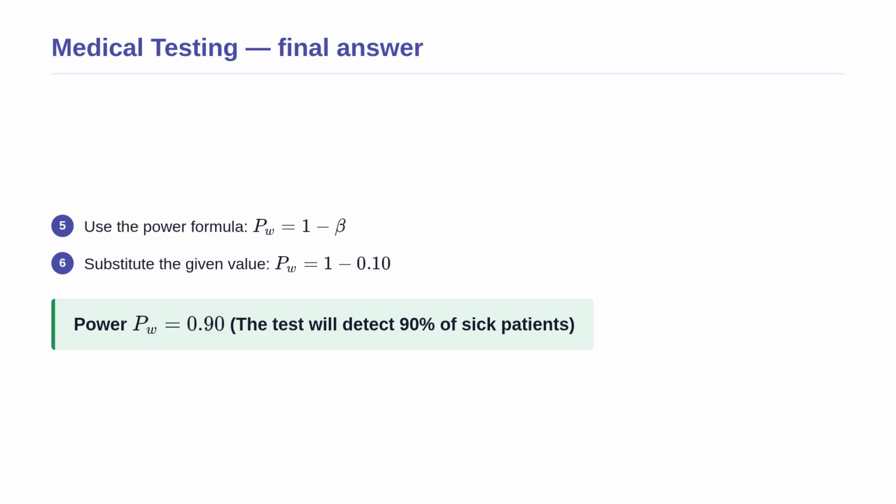Continuing with our medical test, we now have our beta value of 0.10. We need to calculate the power of the test, which is the probability that the test correctly identifies a sick person. We use our power formula, power equals 1 minus beta. Substituting 0.10 for beta, we get 1 minus 0.10, which equals 0.90. This means the power of the test is 90%. In physical terms, this medical test will successfully detect the disease in 90% of the patients who actually have it.